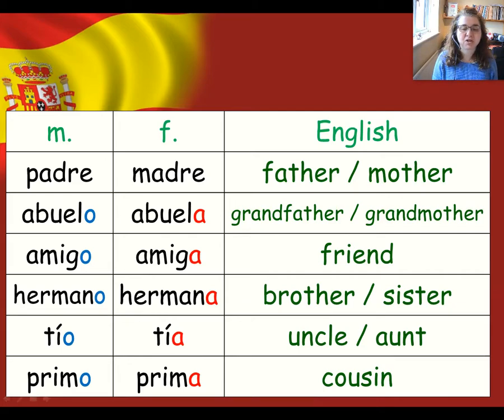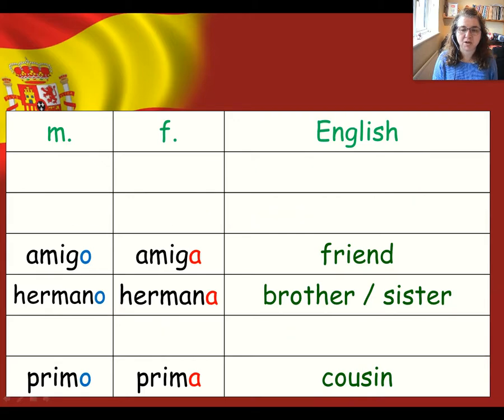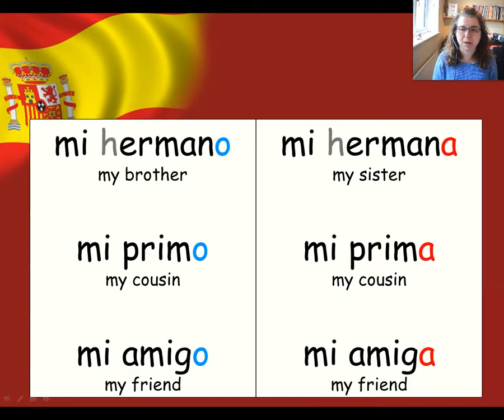Here's all the family words that we learned to start off with. We're going to focus in on just 3 of those pairs today. So here are those pairs. Let's have a practice of saying those.